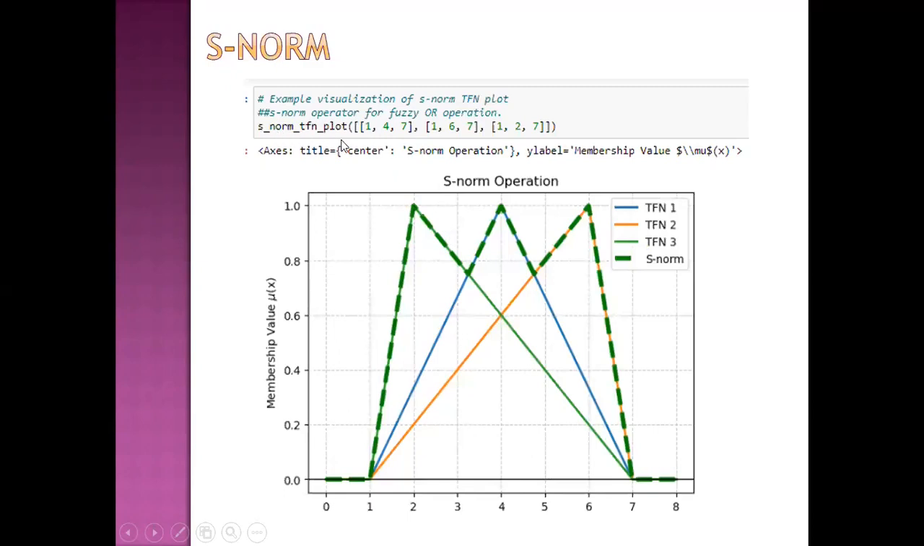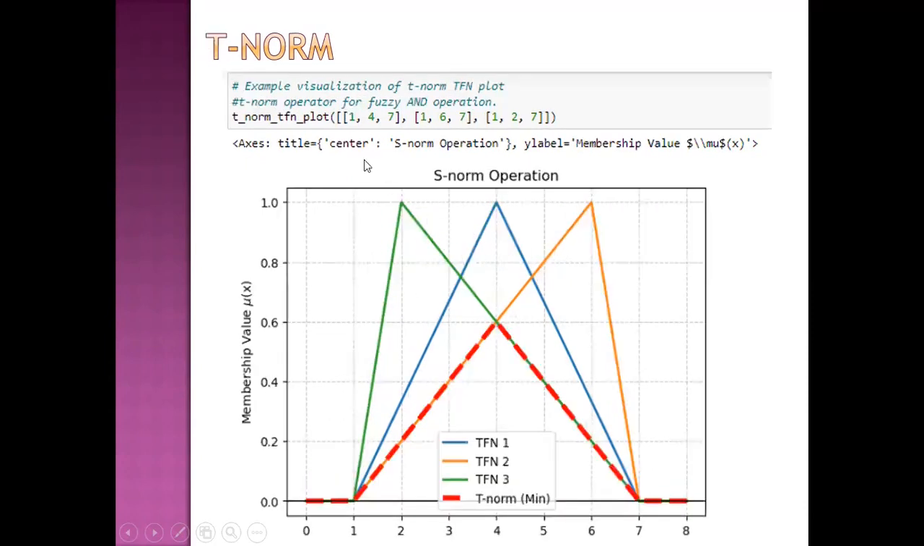This is the S norm or OR operation. So these are three triangular fuzzy numbers, and the OR operation including these three is this dashed portion of the graph, or the thick portion. Similarly, this is the AND operation between these three. These are three fuzzy numbers, and this is the AND operation between these three.